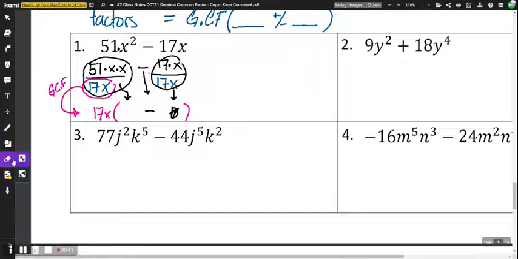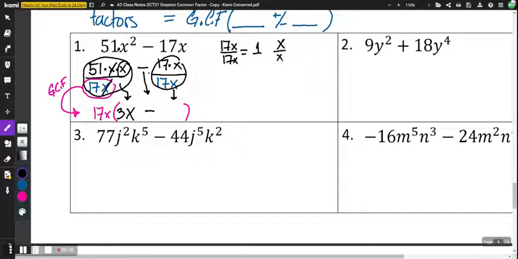Okay. So 51 divided by 17, I said, is 3. I know that's 3 because I tried it out. Now this x right here cancels one of these x's. So I could say that x cancels with that, and what do I have left? An x.